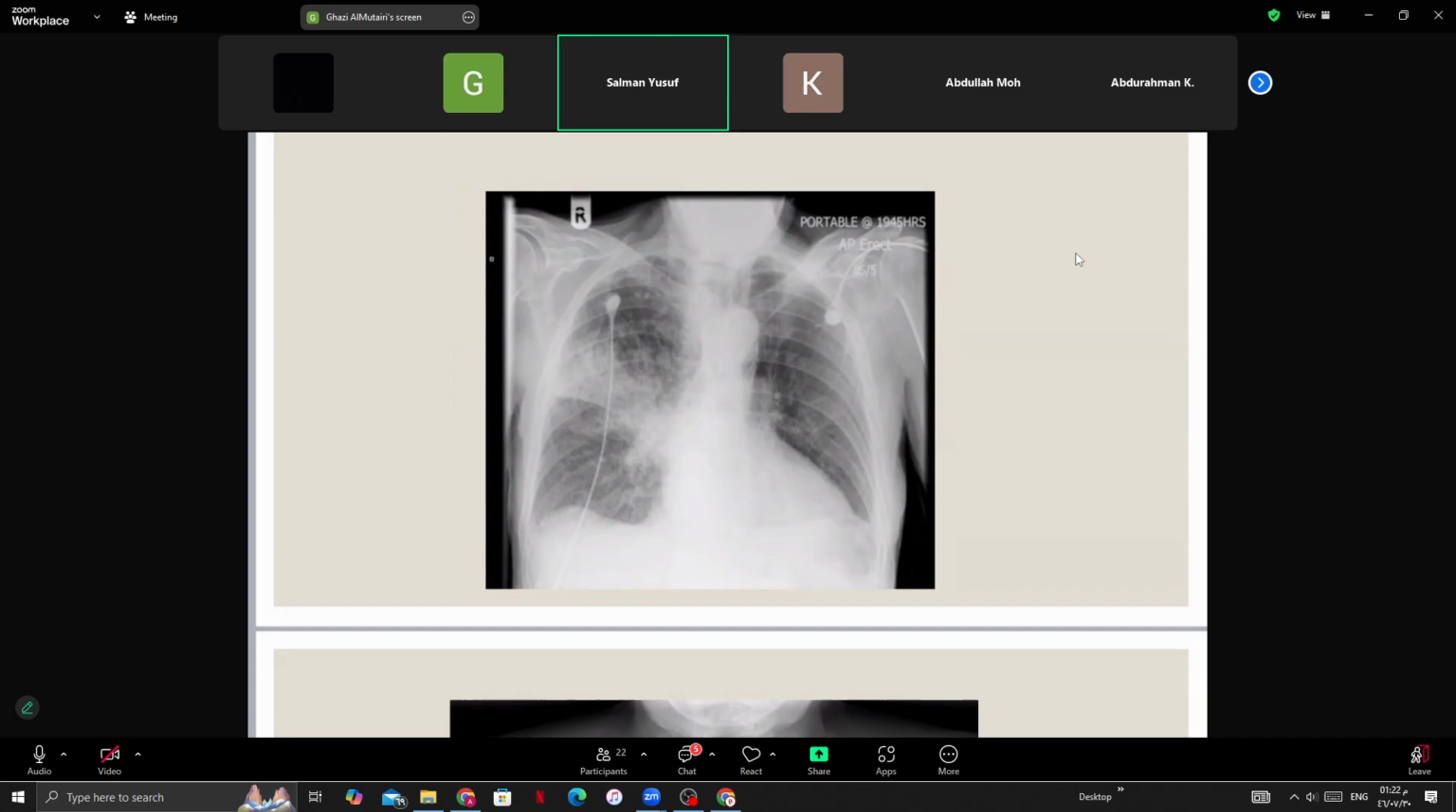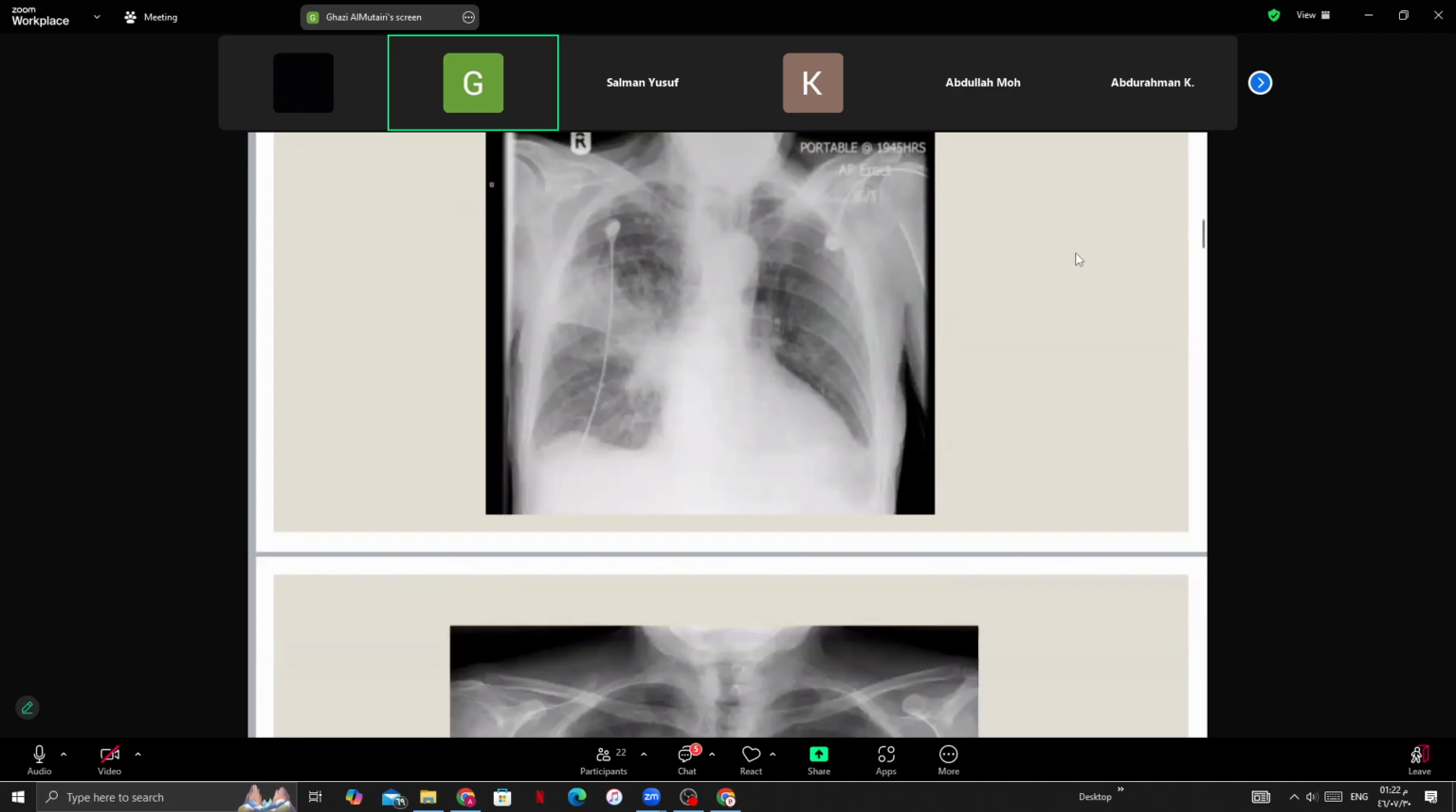Abnormal. Okay, excellent. What is the abnormality? Right middle lobe opacity. Excellent. So right middle lobe opacity or consolidation. Based on the history, most likely this is right upper lobe pneumonia. What about this X-ray?